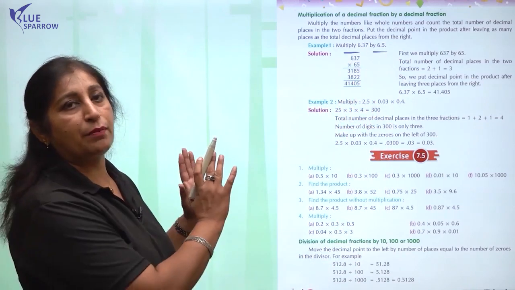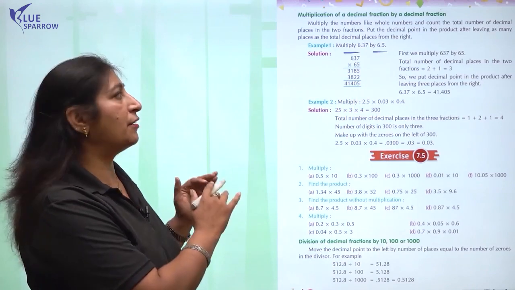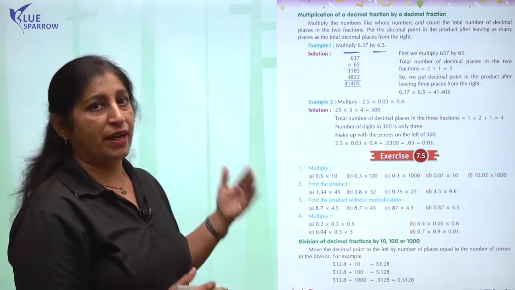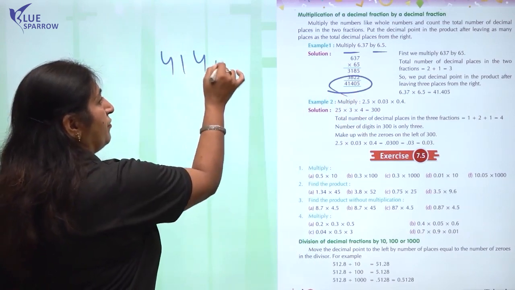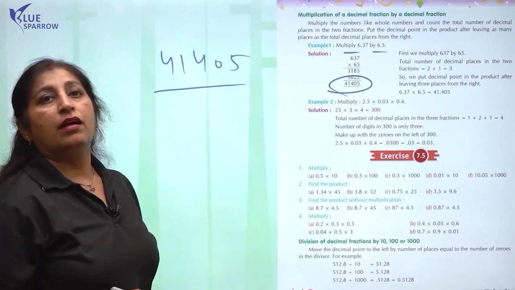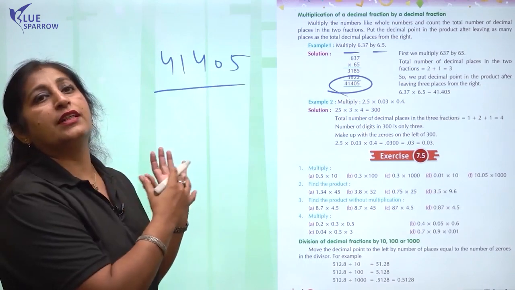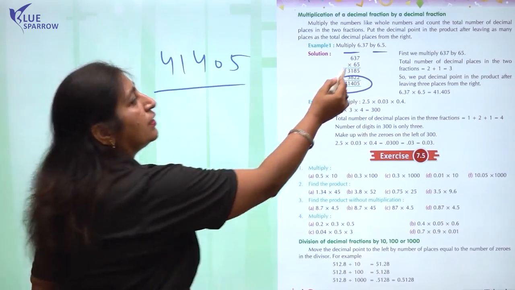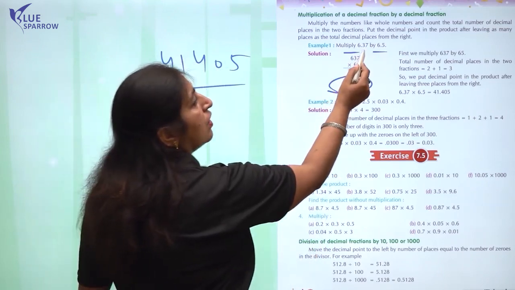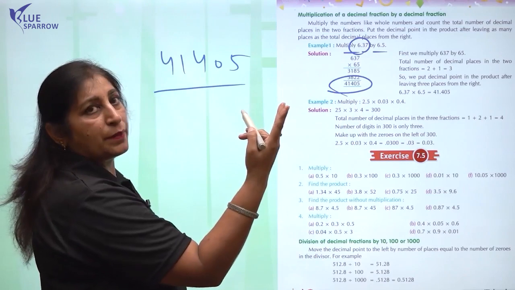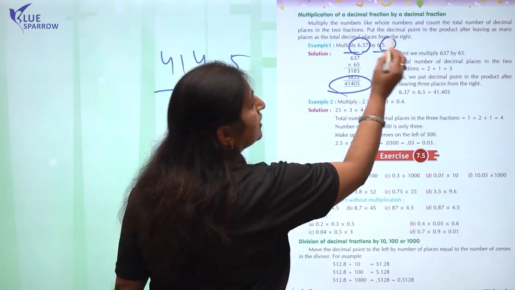Firstly, we would multiply them as whole numbers. We would multiply 637 by 65. The product is 41,405. Now the question is, where should we put the decimal point? The decimal point should be put after leaving 3 places from the right side, because this number contains 2 decimal places and the other number contains 1 decimal place.